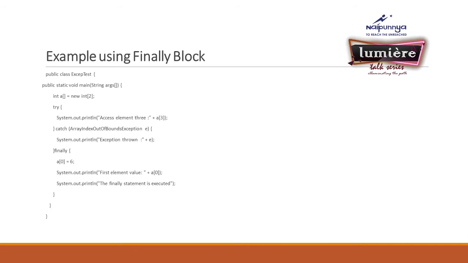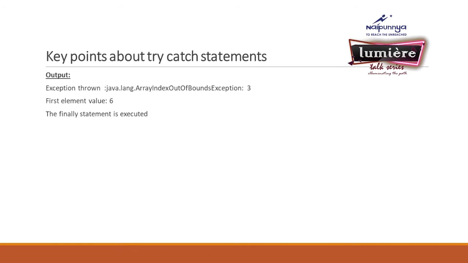So here you can see the output. Exception thrown will be printed, that is the catch statement output. Then you can see the ArrayIndexOutOfBoundsException 3, then the first element value will be printed as 6, then the finally statement will also be printed. That is, the first element value 6 and the finally statement is executed. These two statements in the finally block will also be printed.